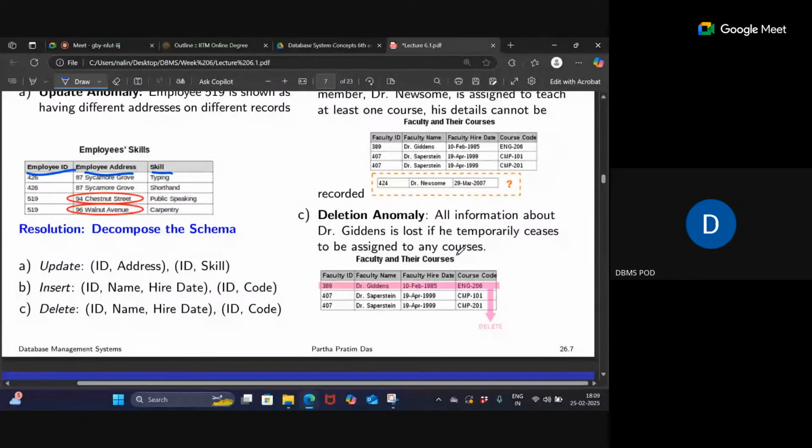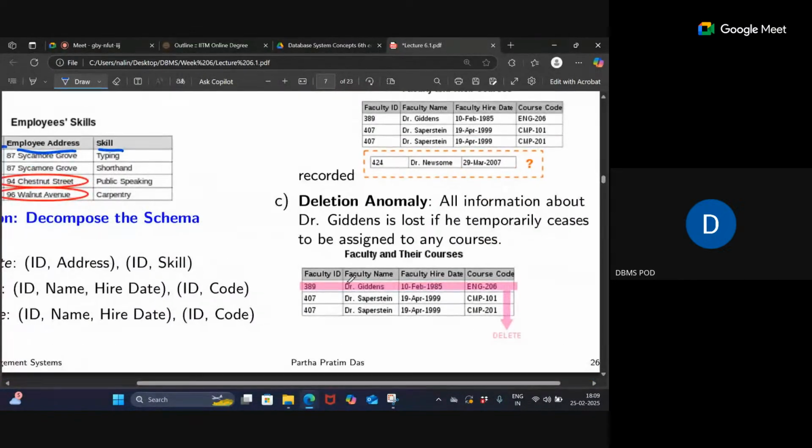And what does deletion anomaly mean? Let us see the same faculty table. It has name, ID, hiring date, and course code.